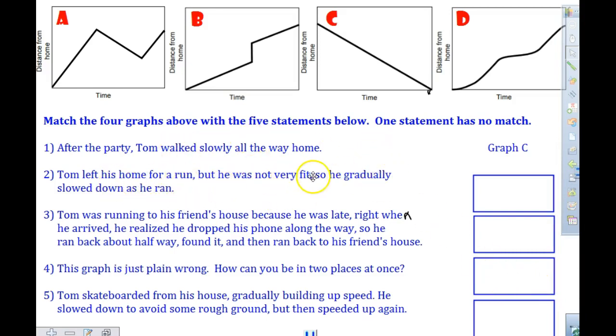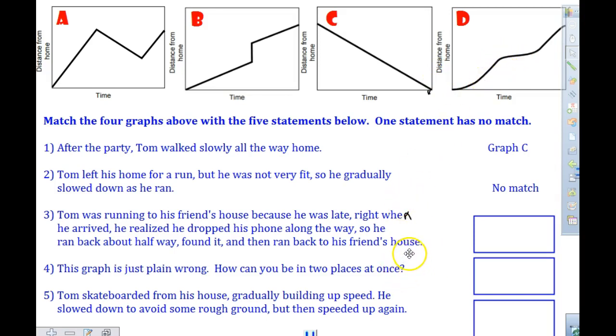This one says he left his home for a run, but he's not very fit, so he gradually, slowly made his run. Which one looks like he's not very fit? Probably, we look at that one. Does no match make sense? Could you say D for this one?